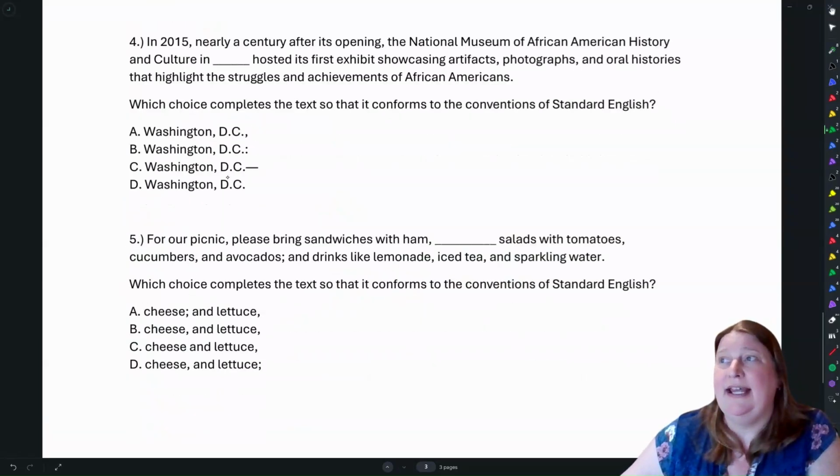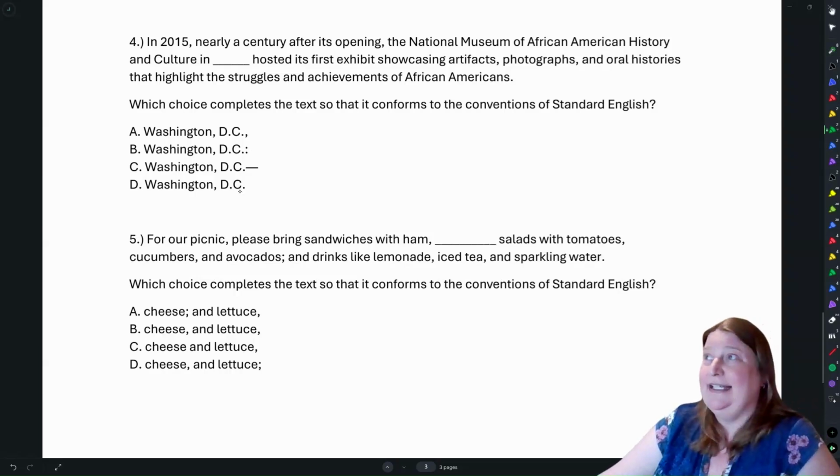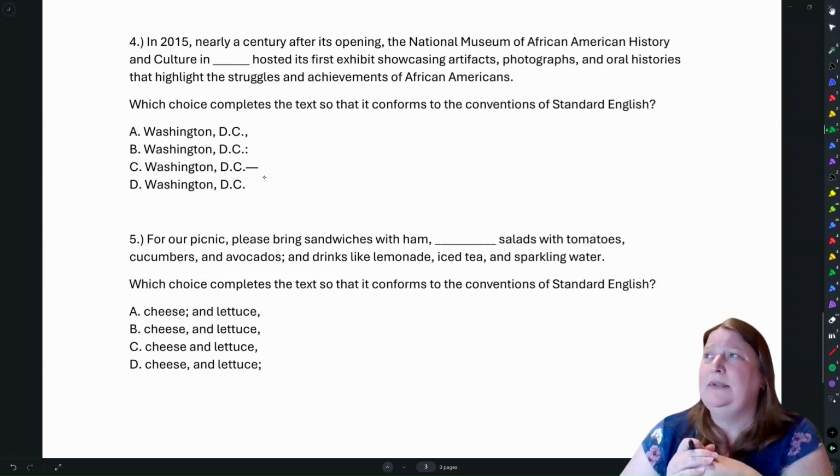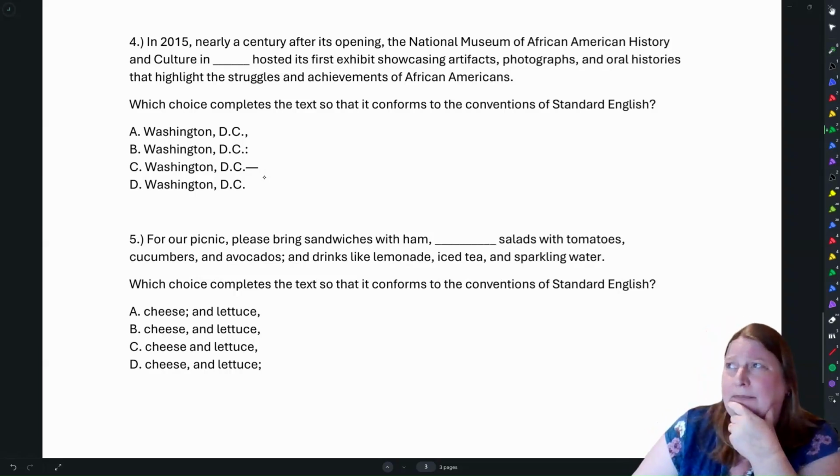Looking at the answers, I can see that I'm just looking for the punctuation after Washington, D.C. I see a dash and a comma, so I'm wondering, is there another comma or dash that might complete the hug? Definitely not the dash here. So let's look. Maybe there's a comma, though.